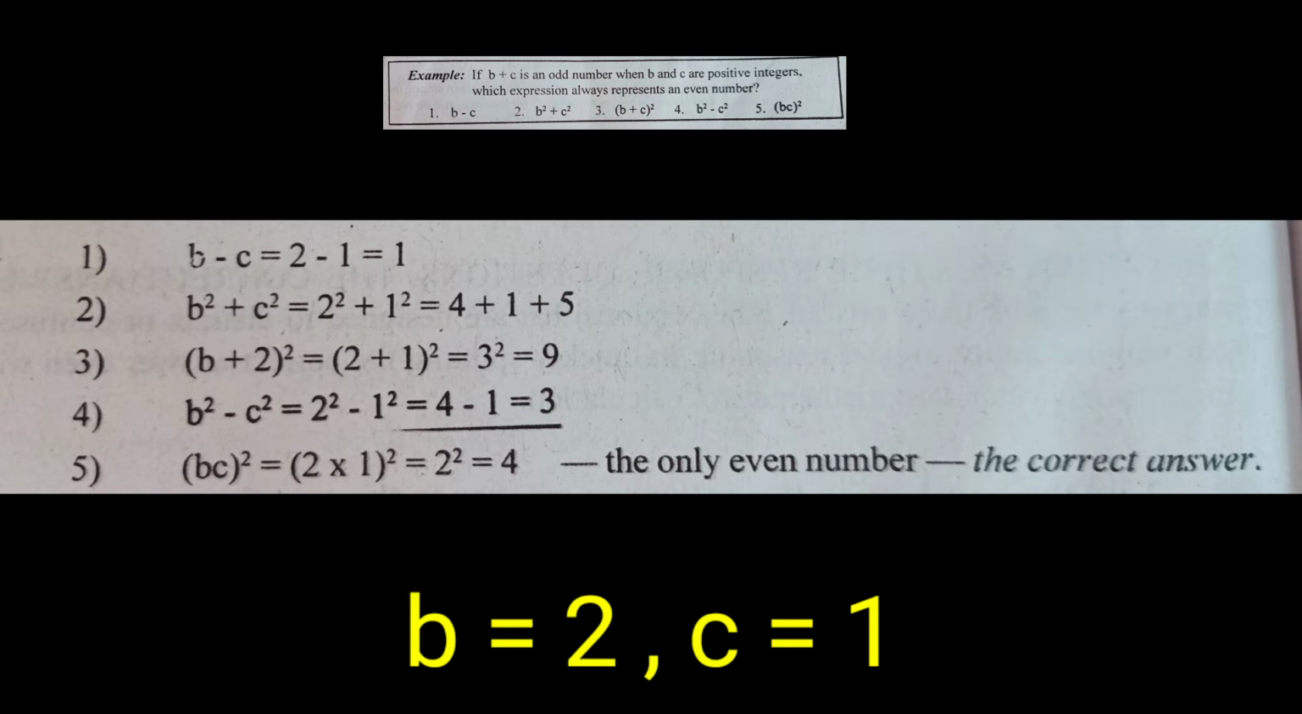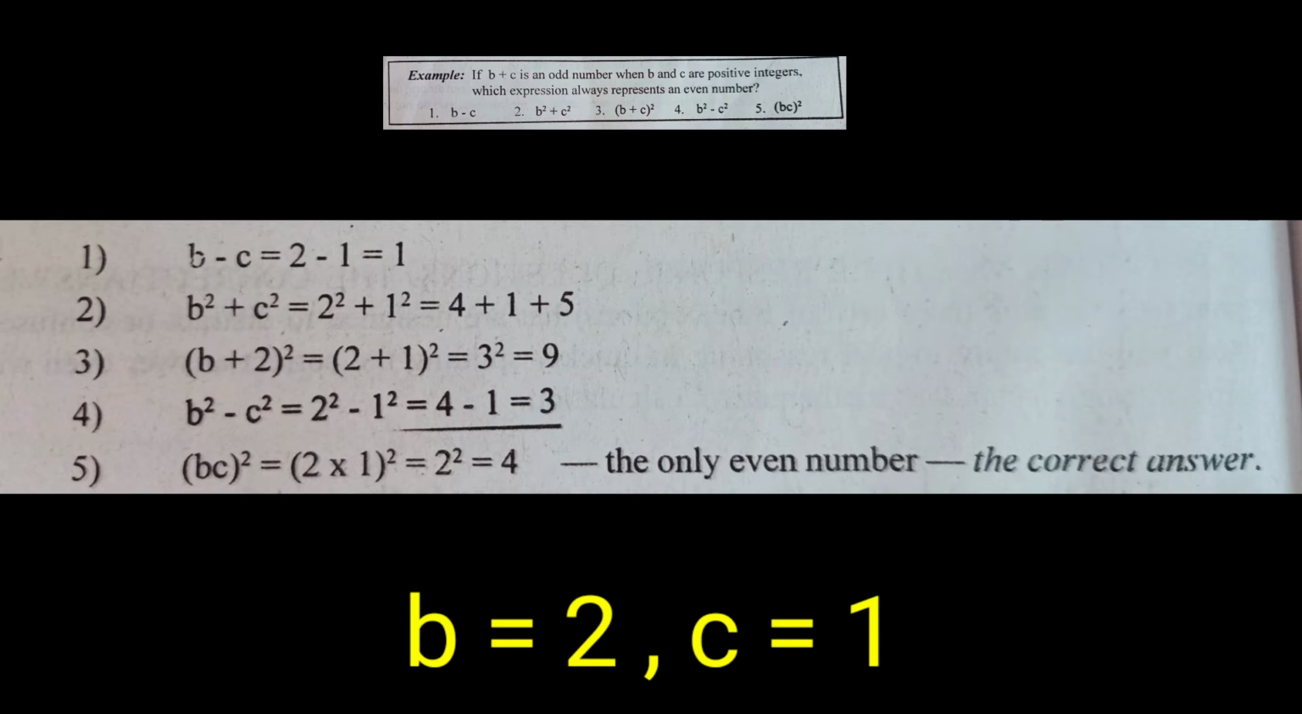Now option number 4, b squared minus c squared. We substitute the same numbers. We have 2 raised to 2 minus 1 raised to 2. We have 4 minus 1. Then we have 3. Still we have an odd number, so this option is incorrect.